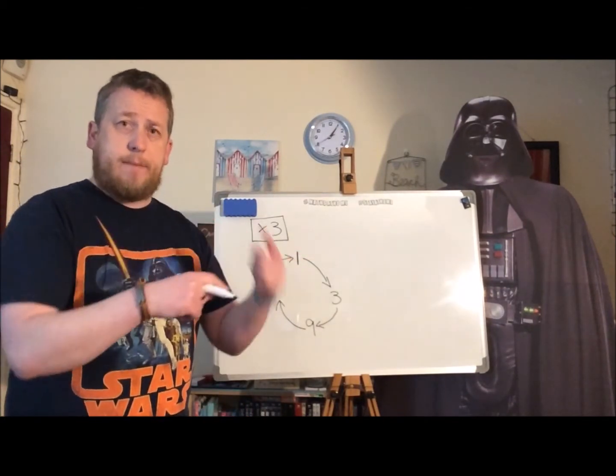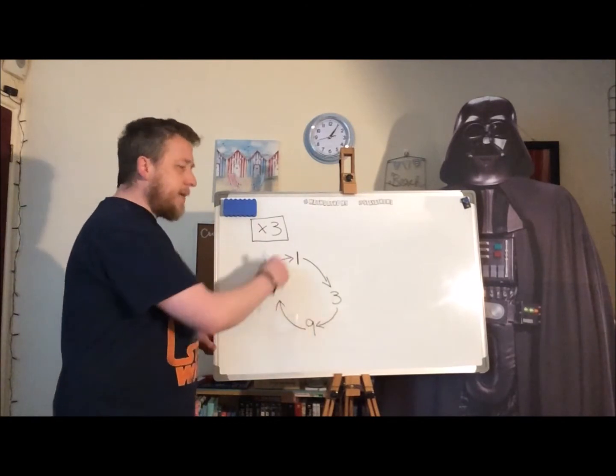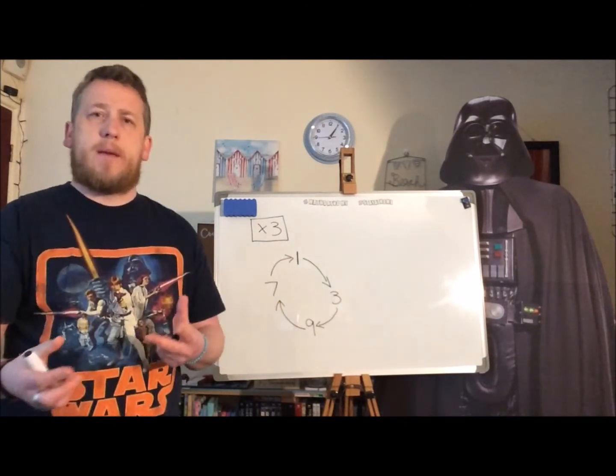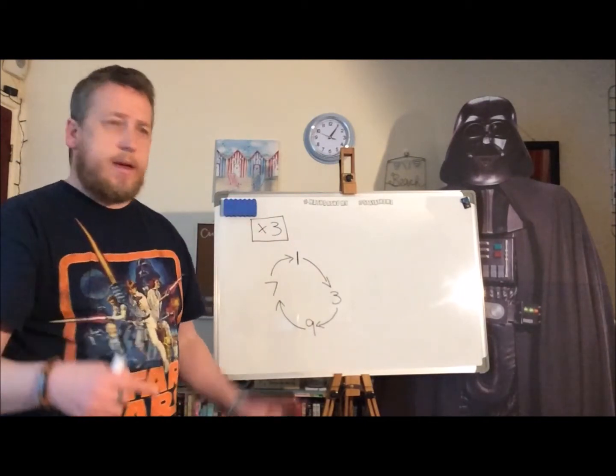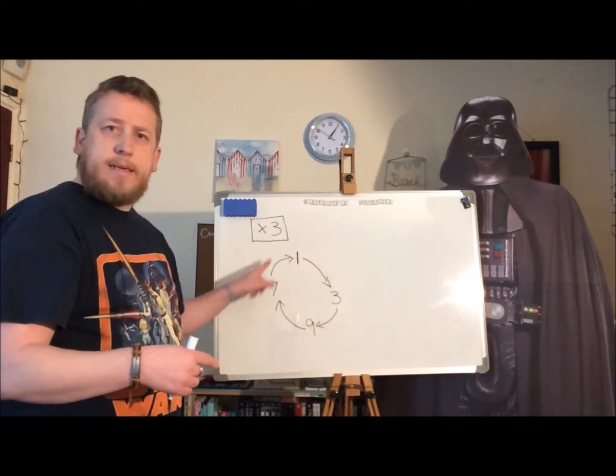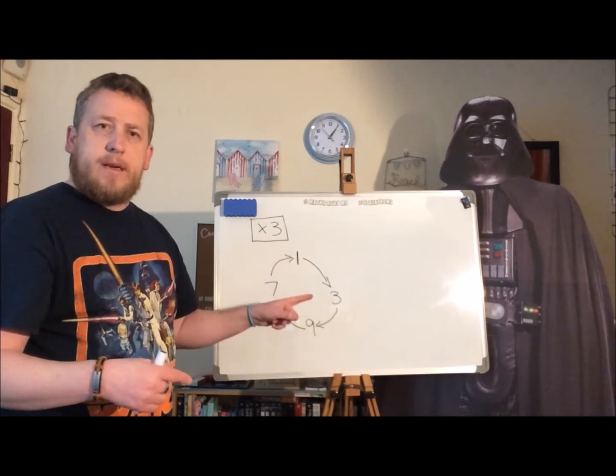So there's a cycle there. Any number ending in any of these 4 digits, when you multiply it by 3, will follow that pattern. If you keep multiplying it by 3, the number will end in those digits in that order.